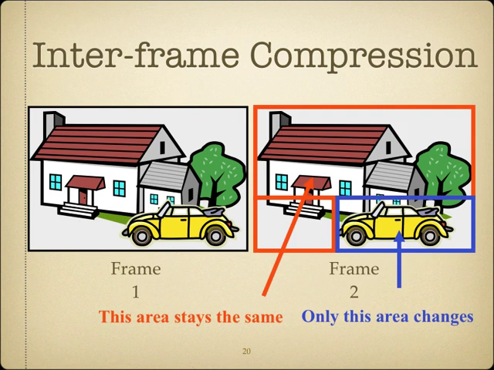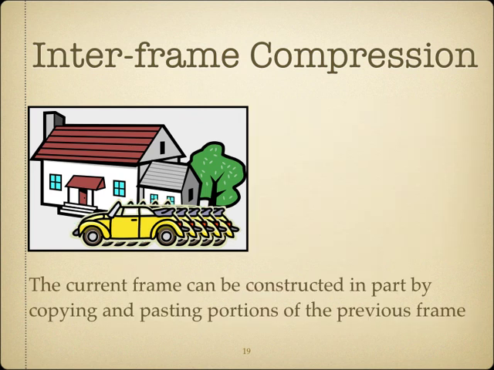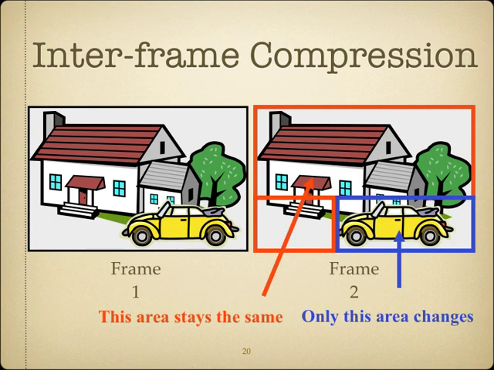So the current frame can be constructed, or parts of it anyway, by copying and pasting portions of the previous frame. So if we look here at frame 2 and frame 1, the portion in red there hasn't changed between one frame and the next. And it's only the portion highlighted in blue that has changed.